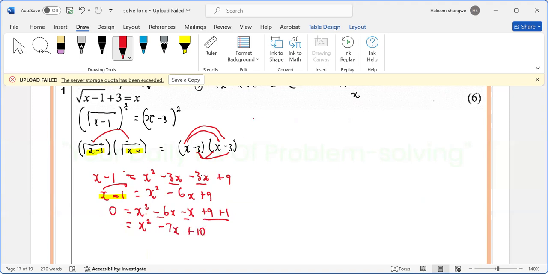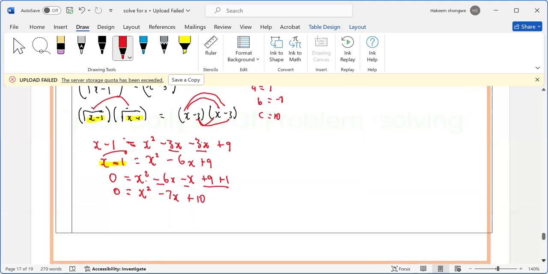Then it means we can identify our A because it's in standard form. We can identify our B. Our A is 1. Our B is -7. Our C is going to be equal to what? To 10. Then using a quadratic formula or using brackets, it's up to you.